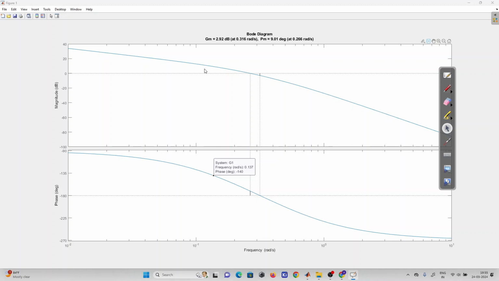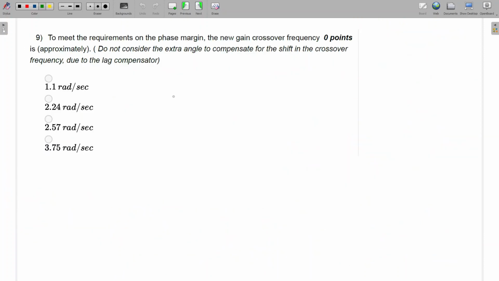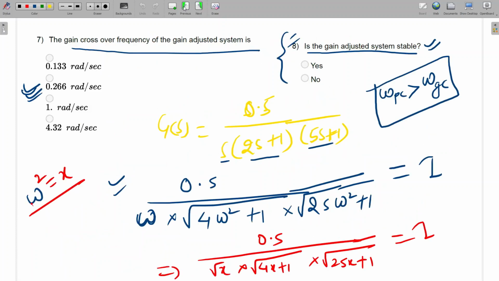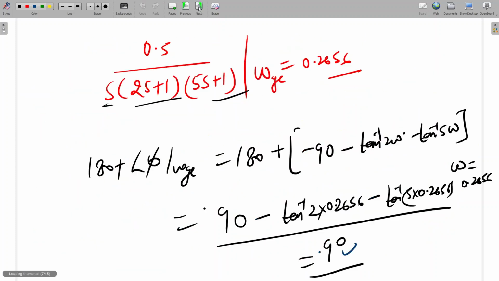Not clear? One second, I'll show the question once. To meet our actual requirement, the phase margin was 40 degree. We have to achieve a phase margin of 40 degree. So new gain crossover frequency is approximately. Already we have calculated the gain crossover frequency for this system without meeting that criteria, but we have to achieve a phase margin of 40 degree.